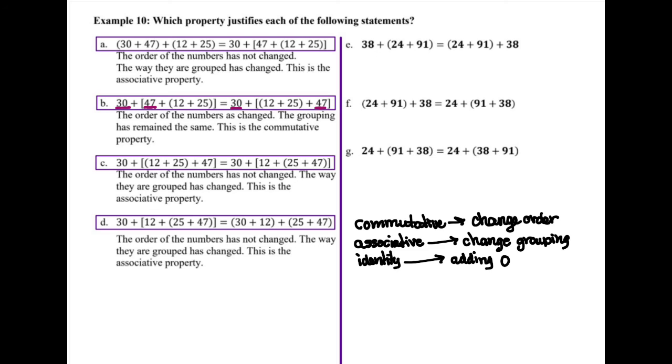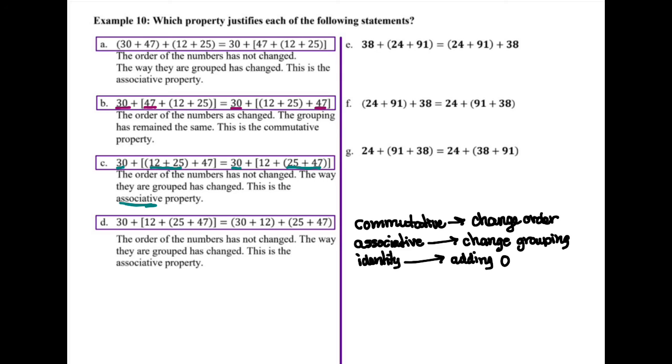Okay, C. Did the order change? Let's find out. 30, 30, 12, 12, 25, 25, 47, 47. So it's not the commutative property. So let's see how they're grouped. Okay. So 30 and the 30 are both out in the front by themselves. But now inside the brackets, we've got 12 and 25 together. And here we have 25 and 47 together. So the grouping has changed. So it's associative.